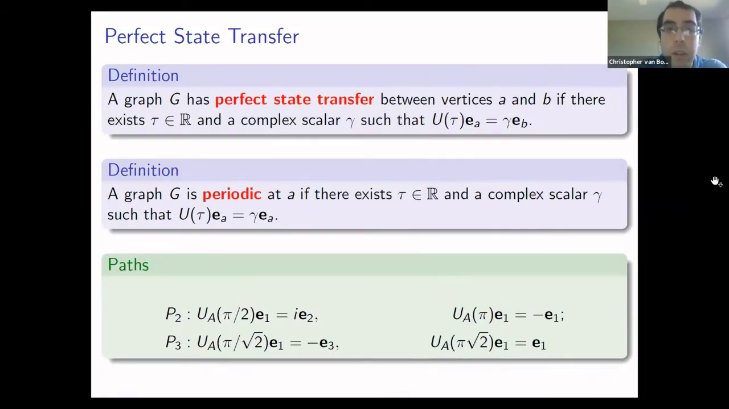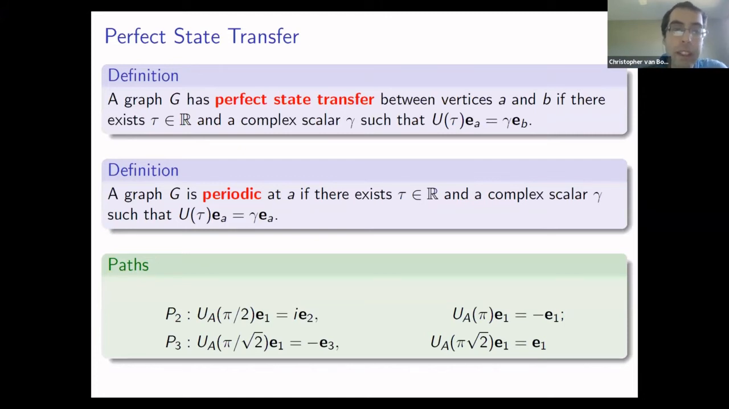This can't be measured by the system, so we're going to ignore the phase factor and just treat any phase factor there as achieving perfect state transfer. One of the special cases is if we end up back at the vertex we started with, so we call this behavior periodic.